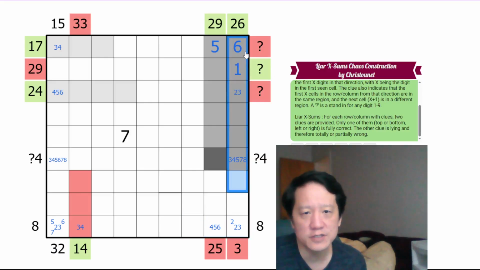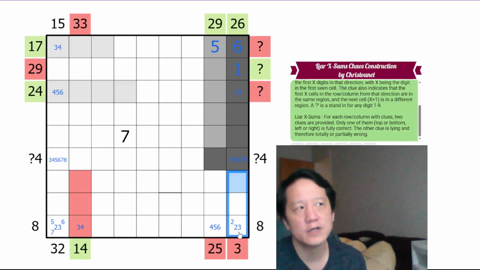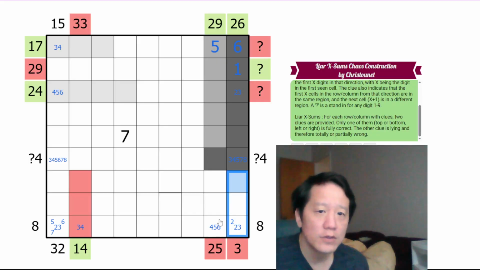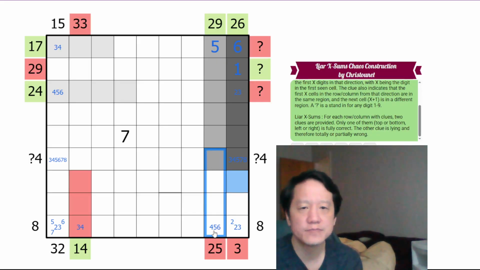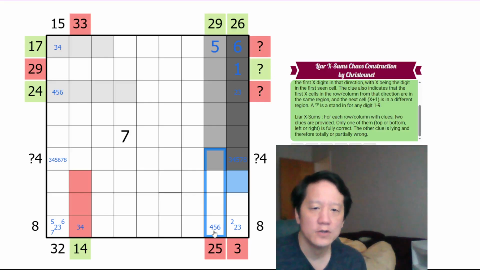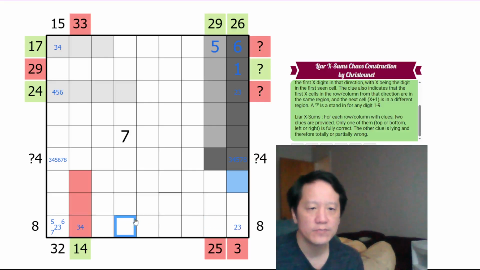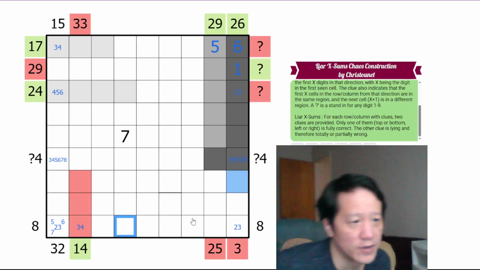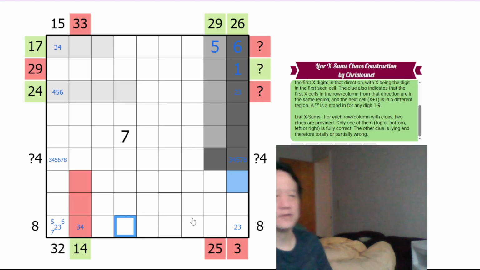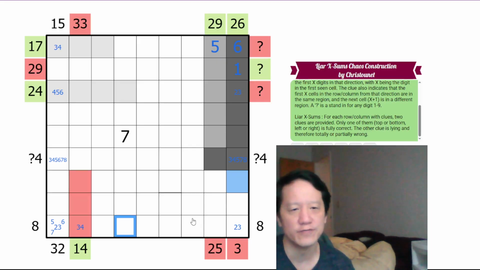So these add up to 26, which means these must add up to 19, because 45 minus 26 is 19. These would add up to 16 here. So these would both be invalid. You could have 2 or 3 going that way. So far that looks fine. Okay, so the question is where do we invalidate these then?